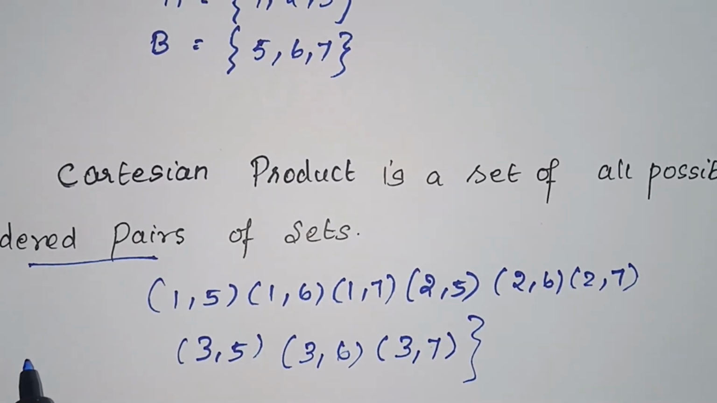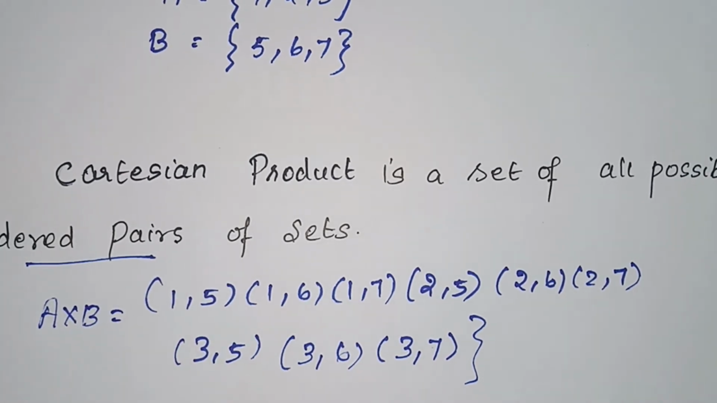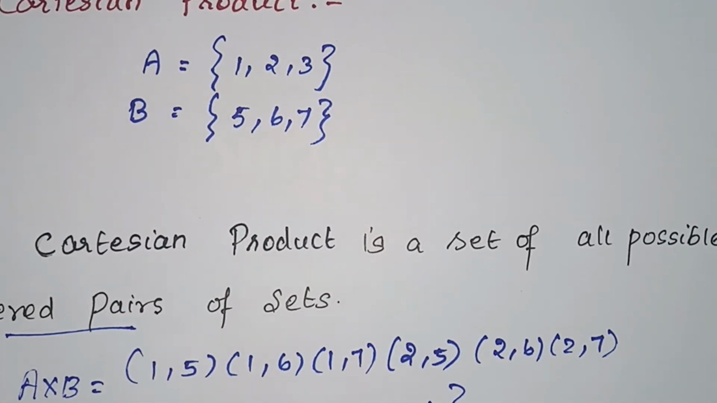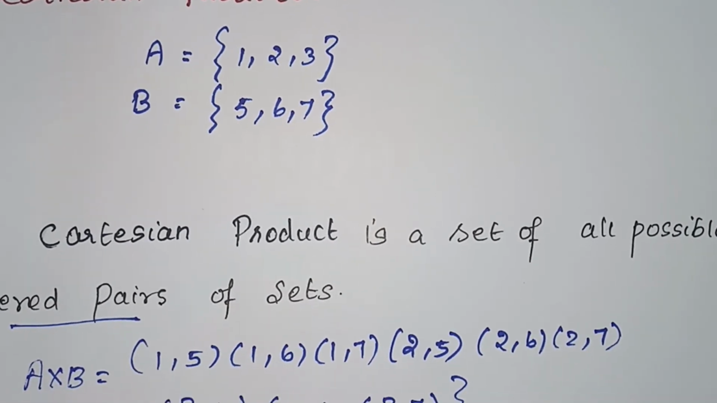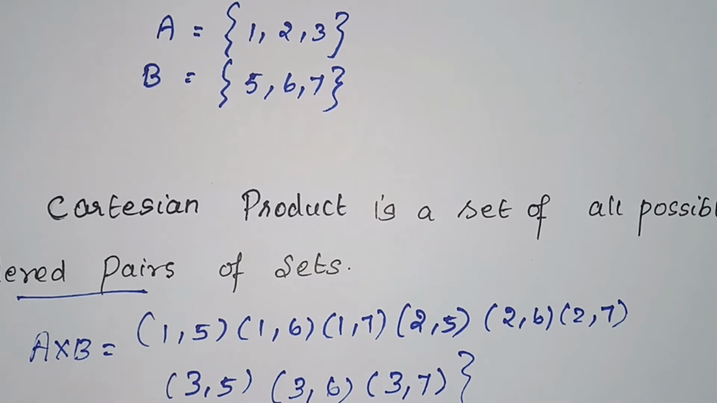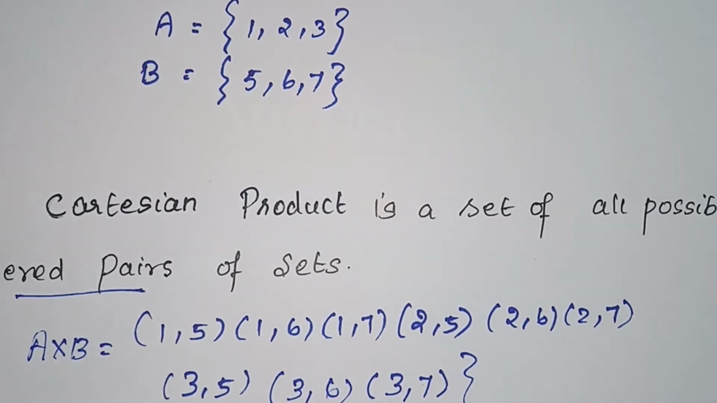The Cartesian product is represented by A cross B. In this example we have two sets, A and B, so the Cartesian product is represented by A cross B. This is called the set of all possible ordered pairs. Now you understand what is meant by a set and what is meant by Cartesian product.